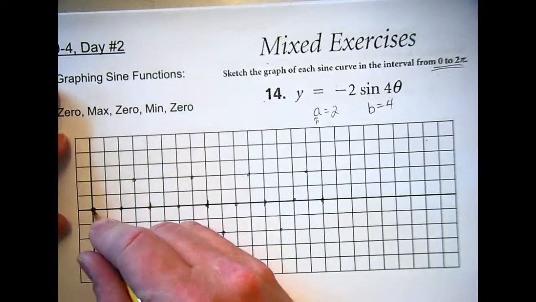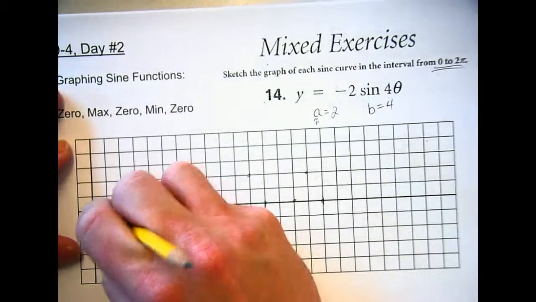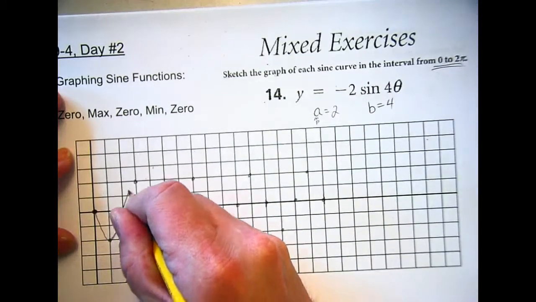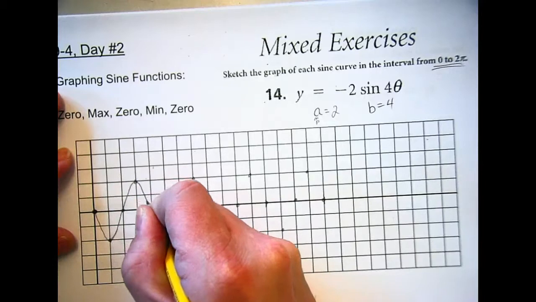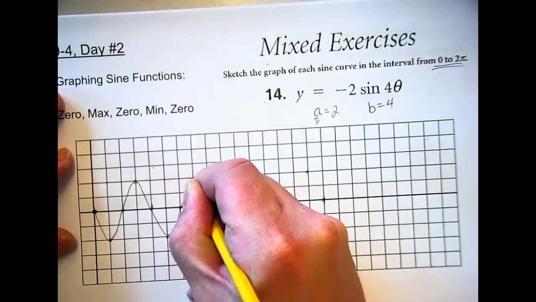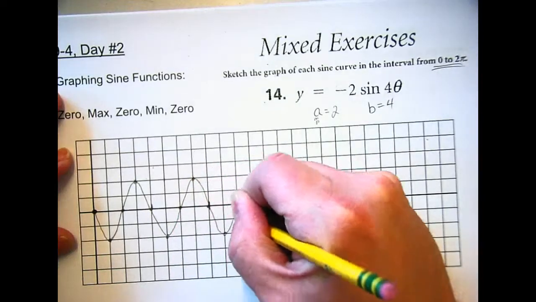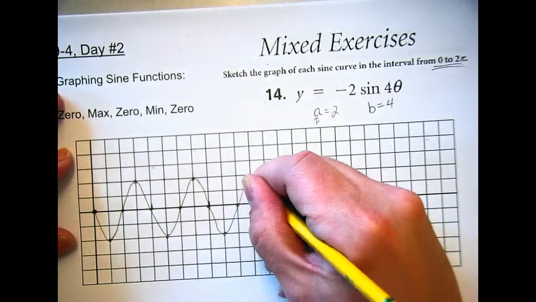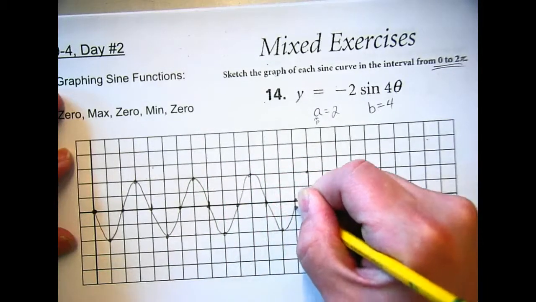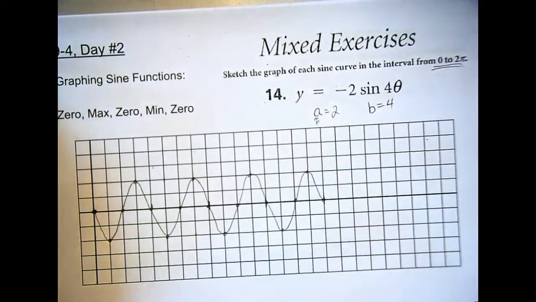Okay, so we have 4 cycles because B is 4. Sorry, I'm getting distracted. I thought we were only supposed to draw 1 cycle and then label the zeros of the 1 cycle. No, so sketch it from 0 to 2 pi. But then it says on the left 0, max 0, min 0. Right. That's the pattern you're using. That is 1 cycle. I understand. That is good.